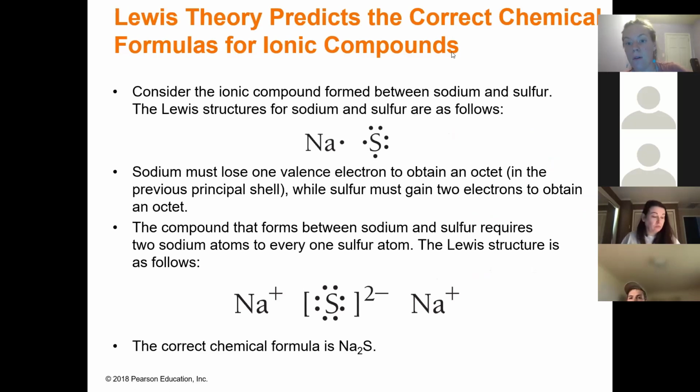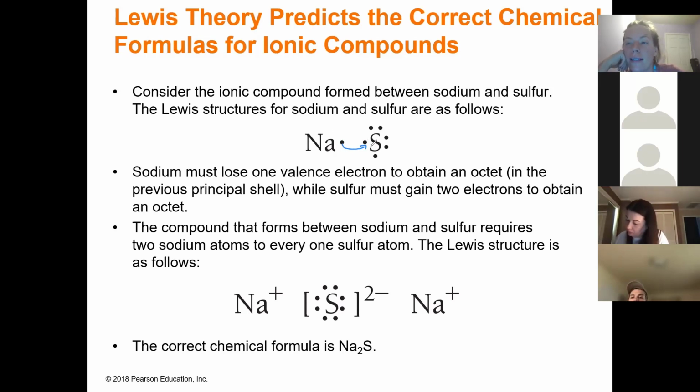sodium combined with sulfur. So sodium is in column 1. It has 1 valence electron to give. Sulfur is in column 6, so it has 6 valence electrons. So sodium is not going to eat 7 electrons. It's just going to give up its 1 electron. Sulfur isn't going to give up the 6 electrons. It's going to try and eat 2 electrons to get an octet. So what happens is this electron will move over here. Then that will make the sodium happy.